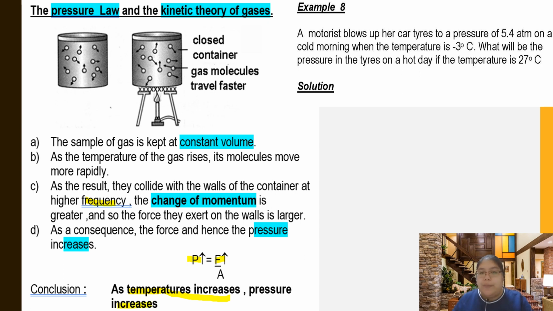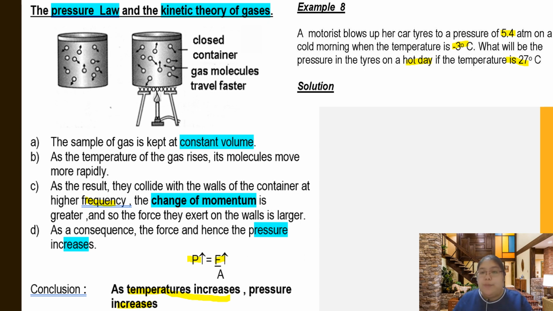Okay, let's see example 8. Okay, we see the info. A motorist blew up her car tires to a pressure of 5.4 atmospheric pressure on a cool morning. Okay, so we label this one as P1. This one is P1 on a cool morning when the temperature is -3. So this one is T1, temperature 1. Remember how to change the -3 into Kelvin? So you need to add 273. Okay, what will be the pressure in the tire on a hot day if the temperature becomes 27? Okay, now T2 is 27. Now you need to find what P2 is.